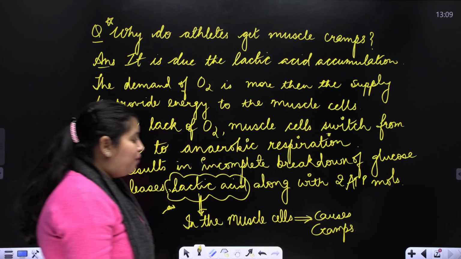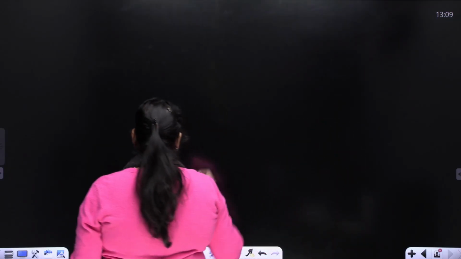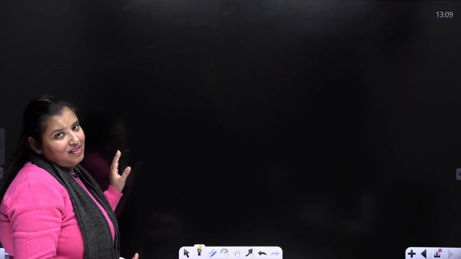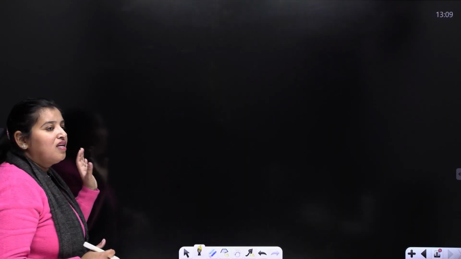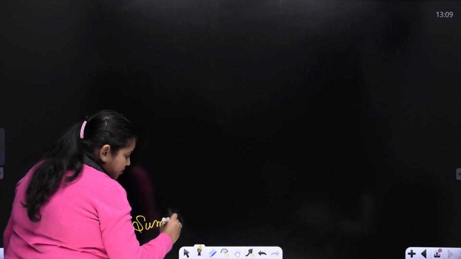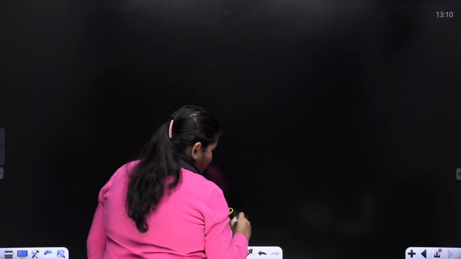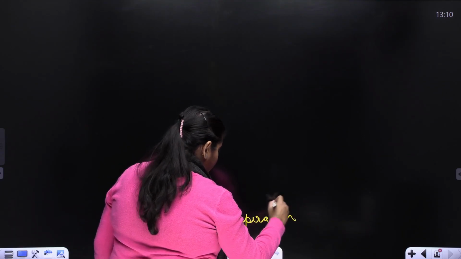All right. Now, let us move to the last part of this topic, and that is the sum total of what you have studied so far. But yes, you will have some additions also in the flowchart. And this flowchart is given in your NCERT, and this is very, very important. All right. So this is actually said to be the summary of respiration.